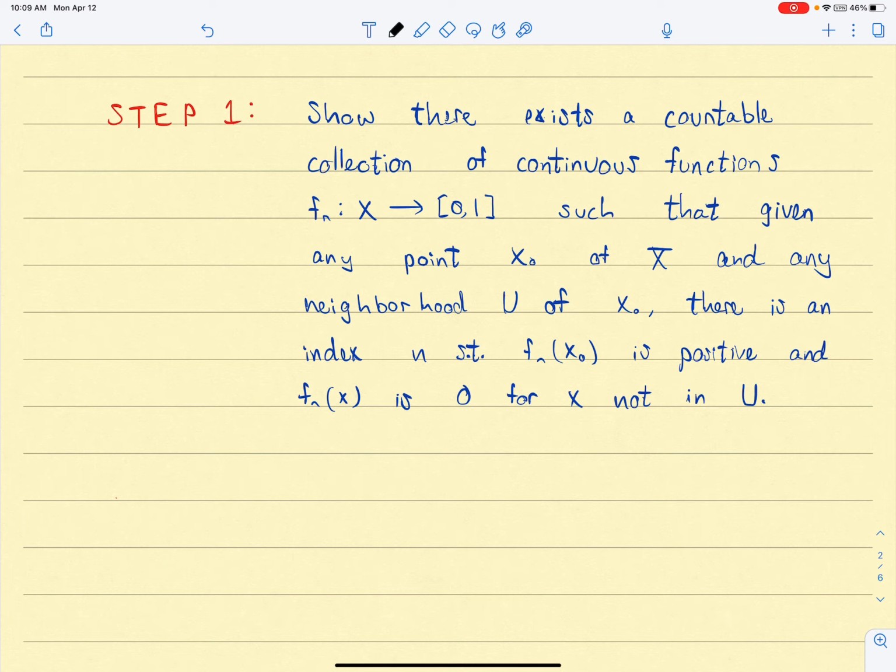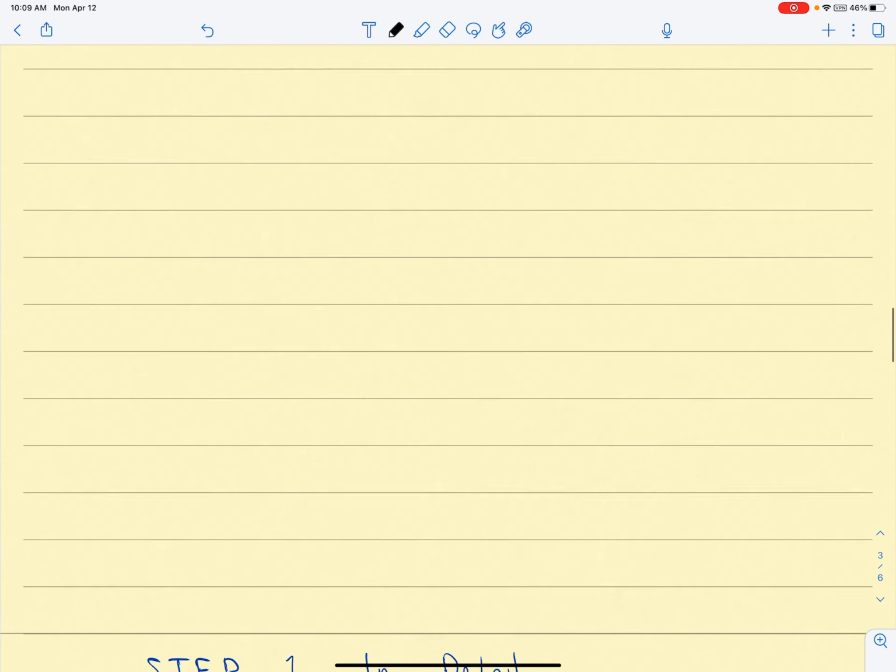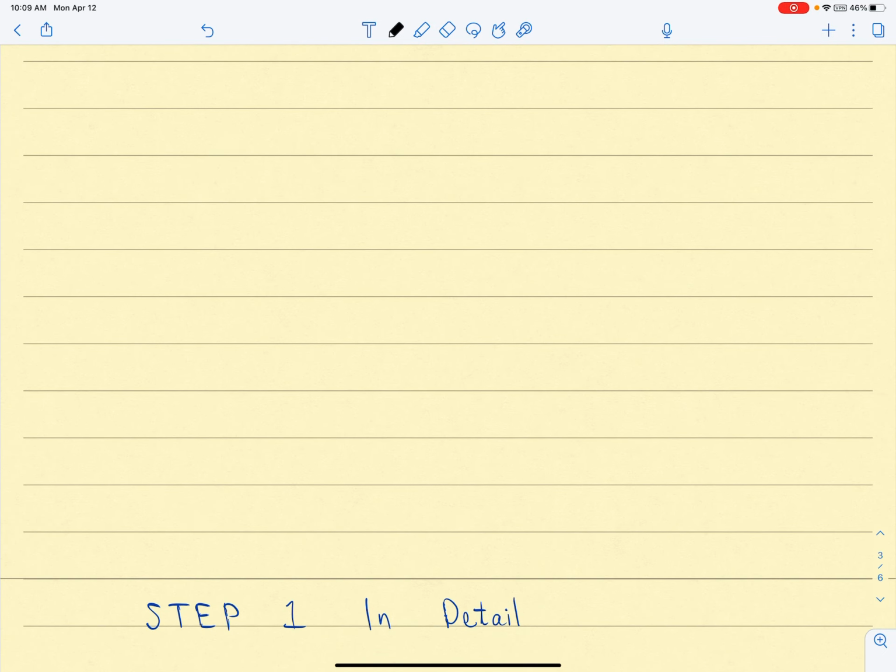Show there exists a countable collection of continuous functions, Fn, from X to the closed interval [0, 1], such that given any point x naught of X and any neighborhood U of x naught, there is an index n such that Fn of x naught is positive and Fn of x is 0 for x not in U. So we're going to need some preliminary results in order to prove this.